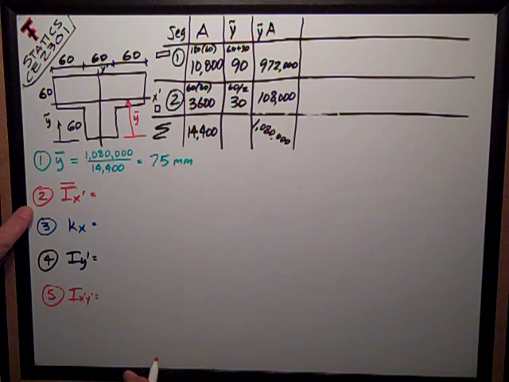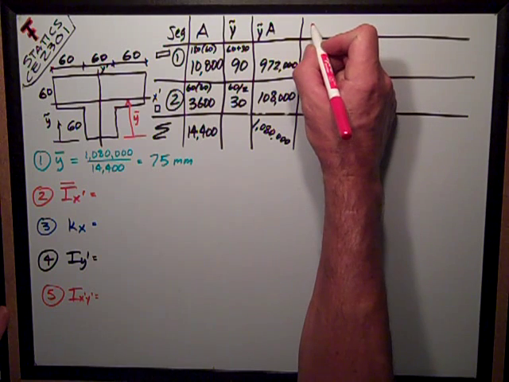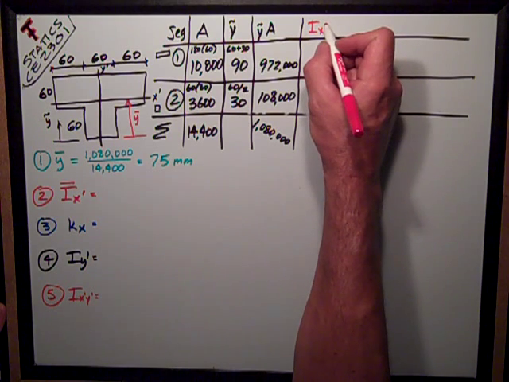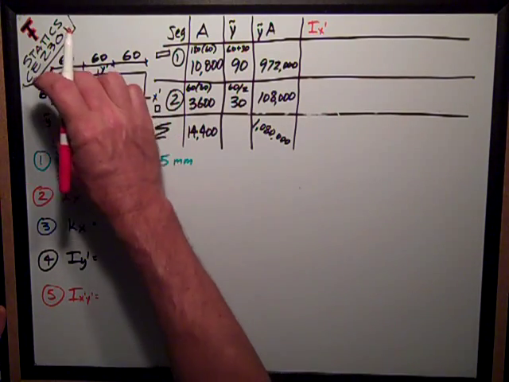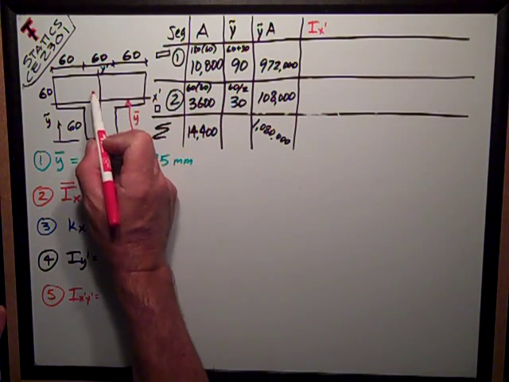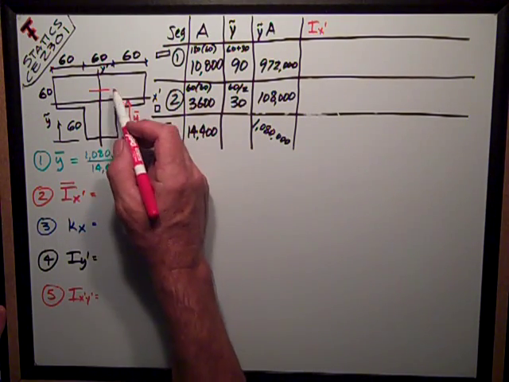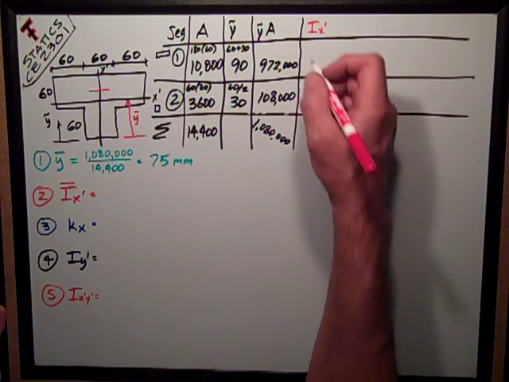The next thing I want to know is Ix prime, the moment of inertia about the centroidal x-axis. For that, the first thing I need is the centroidal moment of inertia about the x prime axis of each little piece, the two segments. Call that Ix prime. For this rectangle, the centroid is right there. The moment of inertia about that x prime axis is bh cubed over 12.